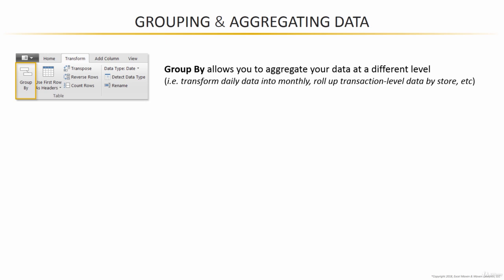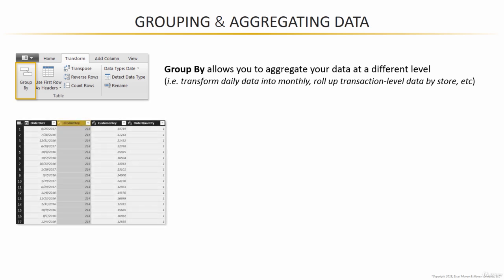So let's take a quick look at an example. I know it's a little bit tough to see, but what we've got here are order quantities by order date, product key, and customer key. The important thing to note here is that we have multiple orders for a given product key. In this case, product number 214 has been ordered multiple times on multiple dates by multiple different customers.